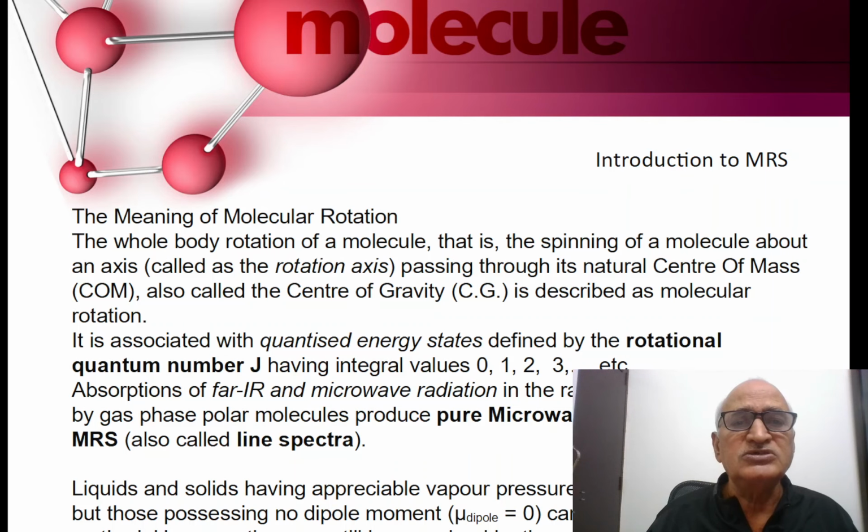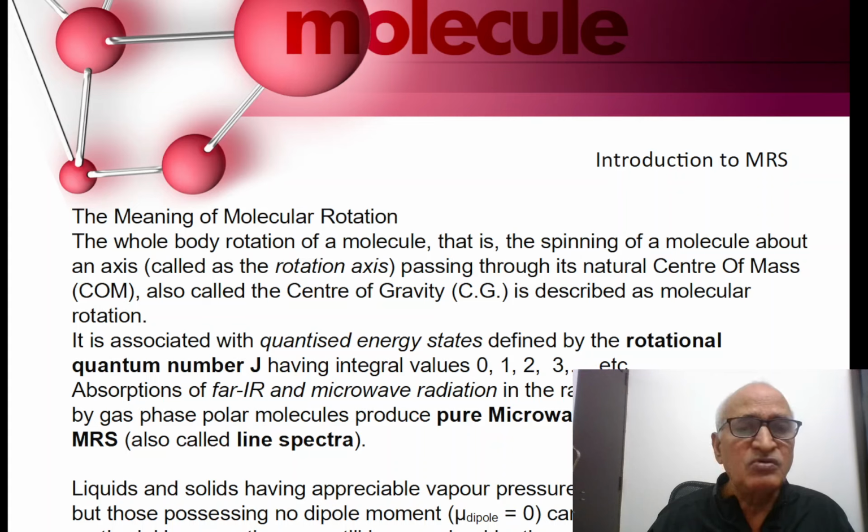So first, let us understand what is the meaning of molecular rotation. The whole body rotation of a molecule, that is the spinning of a molecule about an axis called the rotation axis, which passes through its natural center of mass, also called center of gravity. This kind of motion is described as molecular rotation or molecular spin. It is associated with quantized energy states which are defined by the rotational quantum number symbol J, and J has integral values ranging from 0, 1, 2, 3, etc. up to infinity.